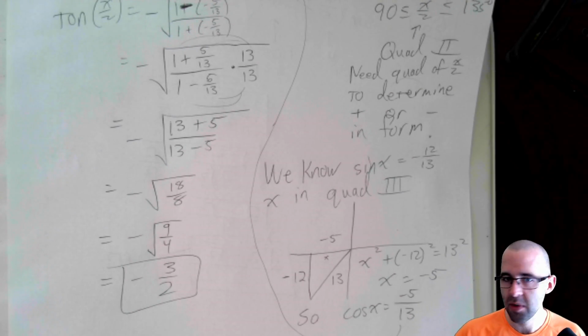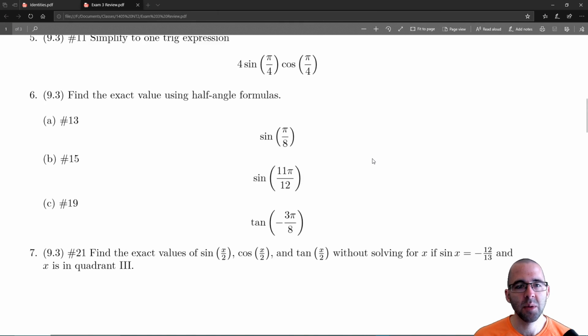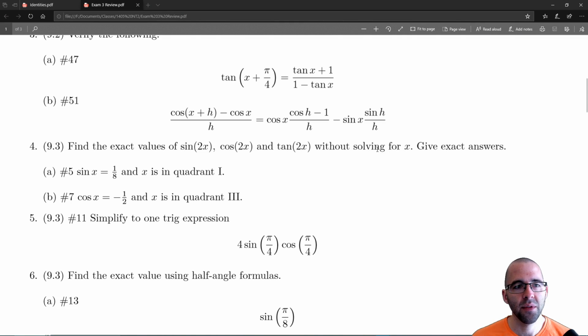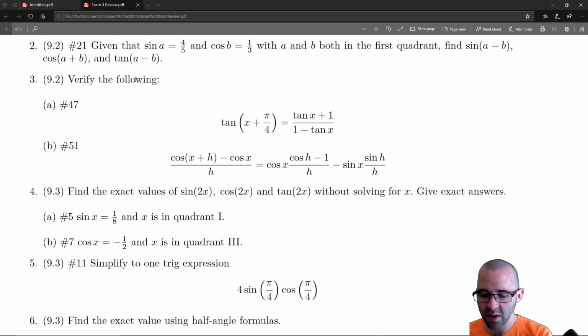Otherwise, we're going to look at some more problems. So those are usually some tricky ones. We could recall how to do some verification problems. Remember, for verification problems, you just kind of start on one side and then work your way to the other.